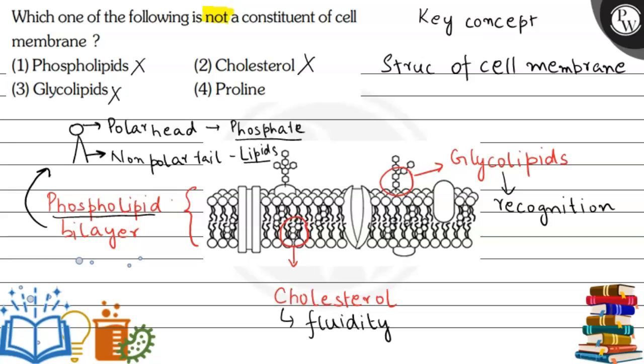Now other proteins which are present in the cell membrane include the channel proteins, the carrier proteins, the integral proteins, the peripheral proteins, and the glycoproteins. But we can see that proline is absent in the plasma membrane. Therefore, our answer will be proline. So, our final answer is option 4. That is, proline is absent in the cell membrane and is not a constituent of the cell membrane.